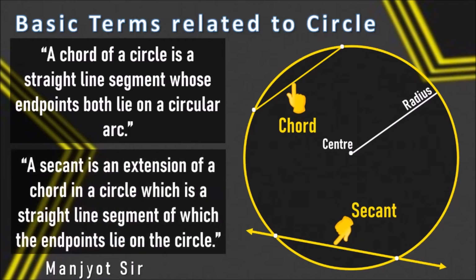So secant is nothing but an extension of a chord in a circle, in a straight line form, which has endpoints lying on the circle. In simple words, you can remember, if it is a segment, it is called a chord, and if it is a line, it is called a secant. I hope everyone is clear with chord and secant.